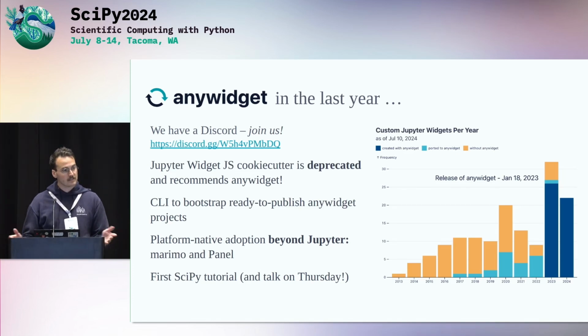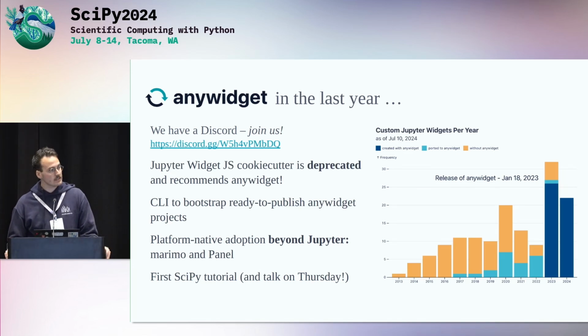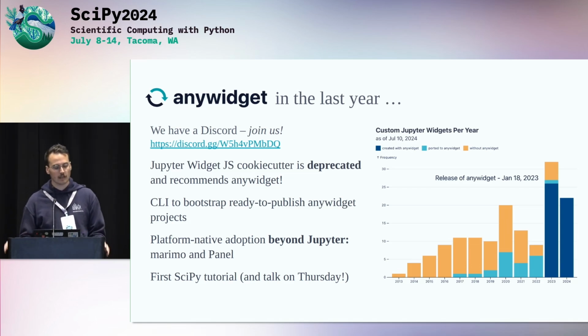So some highlights in the year and a half since AnyWidget was released. We now have a community that's on Discord. Come join us. The official Jupyter widget JavaScript cookiecutter, which was the standard way of creating Jupyter widgets, is now deprecated and recommends using AnyWidget. We have a CLI for bootstrapping new projects if you'd like to try out making widgets of your own.